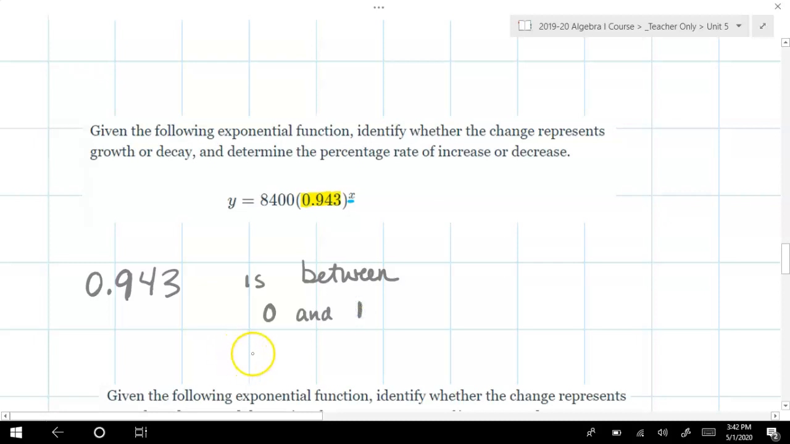Therefore, this represents exponential decay.